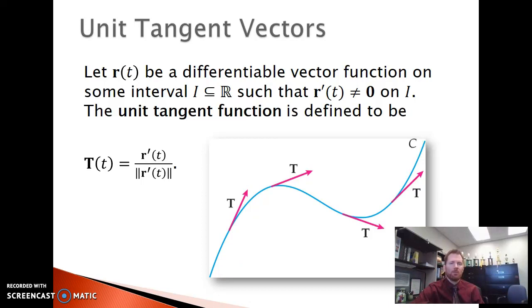And if you recall, whenever we divide a vector by its magnitude, we produce a unit vector. We know from previous sections that r prime of t will be tangent to the curve. Therefore, when we divide r prime of t by its magnitude, we have produced a tangent vector that also has a magnitude of length 1. Thus, we can call it a unit tangent vector.